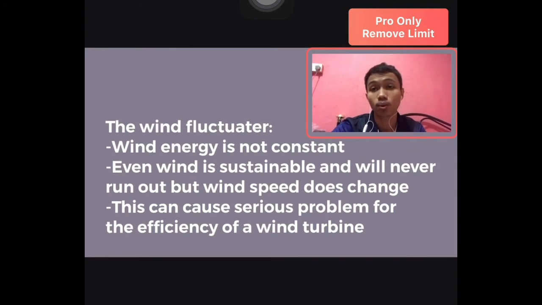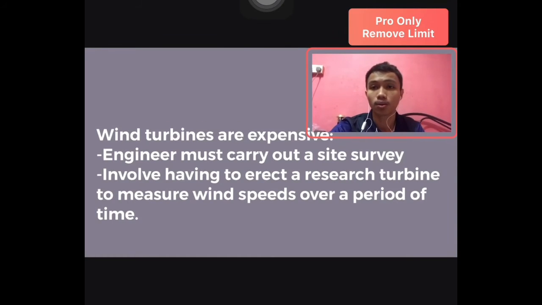First, the wind fluctuates. Wind energy is not constant, and even though it's sustainable and will never run out, wind speed does change. This can cause serious problems for the efficiency of a wind turbine. And then, wind turbines are expensive. Engineers must carry out a site survey, and this may involve having to erect a research turbine to measure wind speed over a period of time.